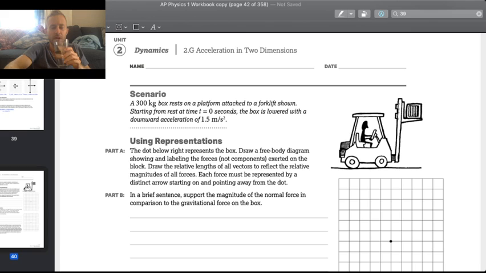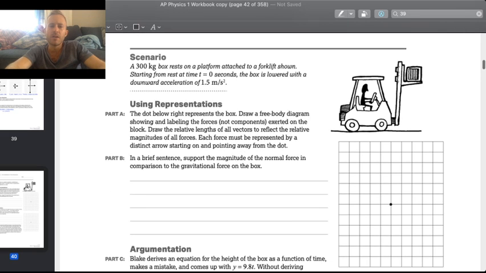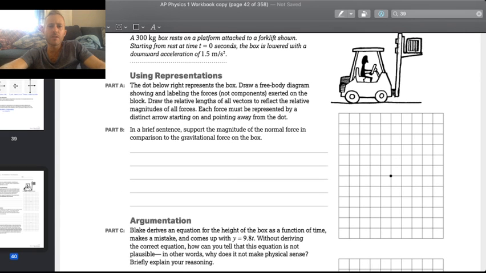So we've got a 300 kilogram box resting on a platform attached to a forklift. Starting from rest at time equals 0 seconds, the box is lowered downward with an acceleration of 1.5 meters per second squared. The dot below right represents the box. Draw a free body diagram showing and labeling the forces exerted on the box.